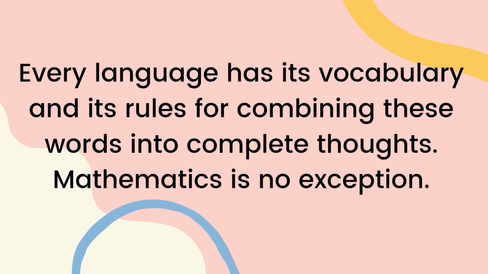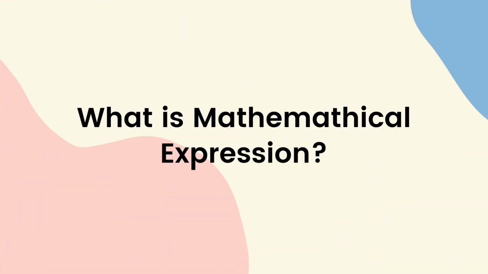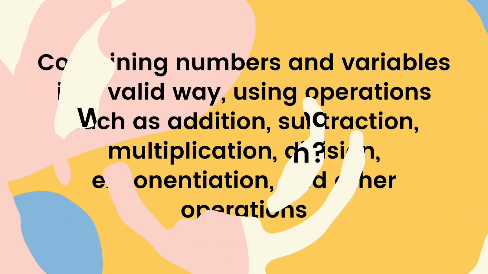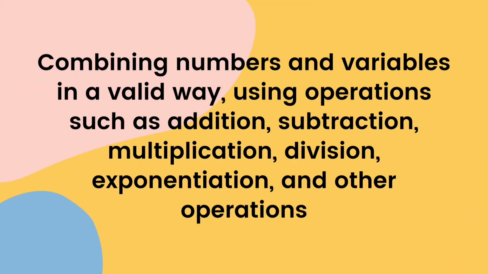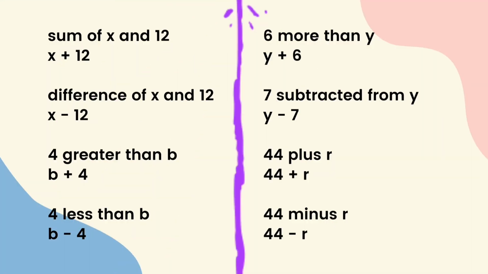But before diving into writing variables in a sentence, let me first introduce you to mathematical expressions, because they will help us in incorporating the use of variables. What is a mathematical expression? It is combining numbers and variables in a valid way, using operations such as addition, subtraction, multiplication, division, exponentiation, and other operations, which are merely expressing mathematical sentences as equations that we understand today as part of algebra.